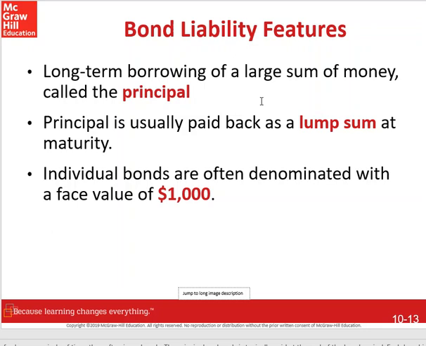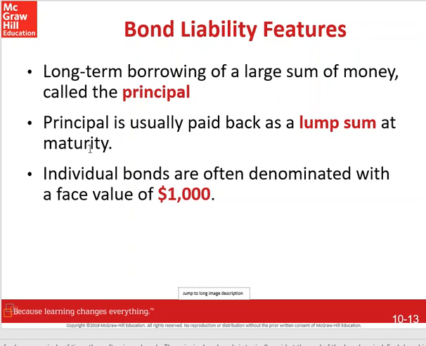So when we say long-term borrowing and large sum of money, we mean seriously long-term and also seriously large sum of money. This isn't something that a small business is going to do. This is something that a big business would do, and we're talking about seriously large sums of money with lots of zeros on the end. So that large sum, of course, is called the principal, and the principal is going to be paid back as a lump sum at the maturity date.